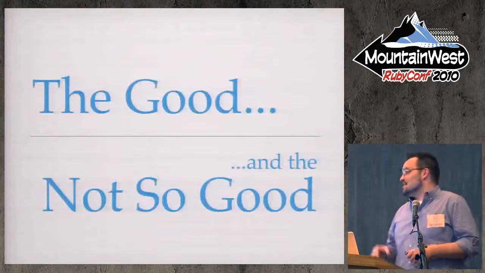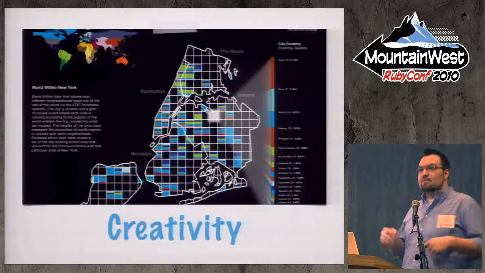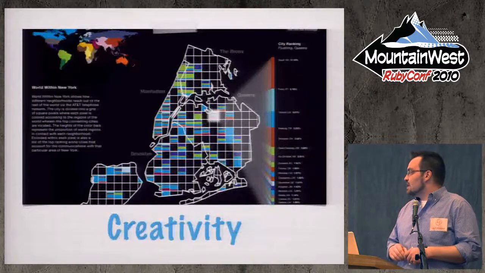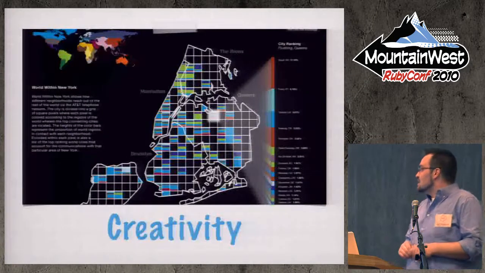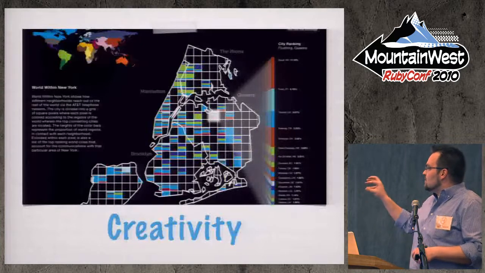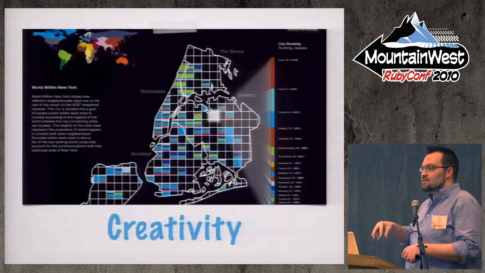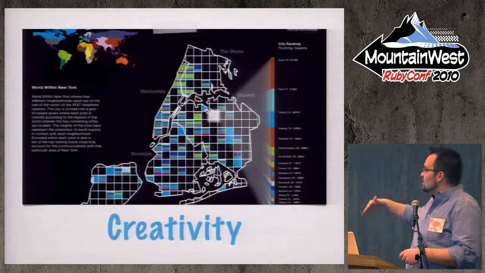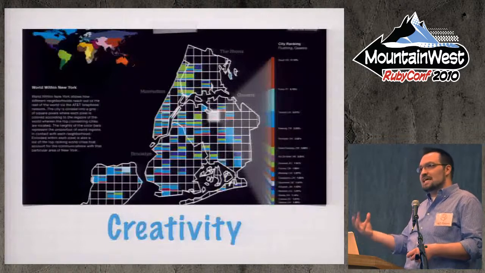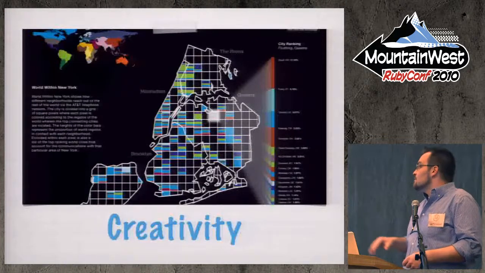Okay, Ruby processing, the good and the not so good. First off, it really supports creativity. There is an amazing gallery on processing.org of commercial and open source projects that have been built with processing. This is one I found pretty awesome. It's a map of Manhattan, where I think nine-block squares are cross-referenced with AT&T international phone records, and then colorized based on what countries they were calling. There's a big push in the processing community about data visualization. So if you're a Tufte fan, processing is for you.